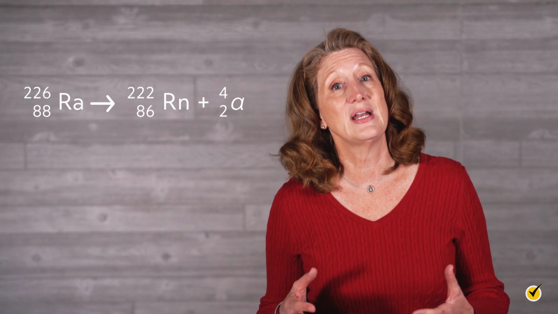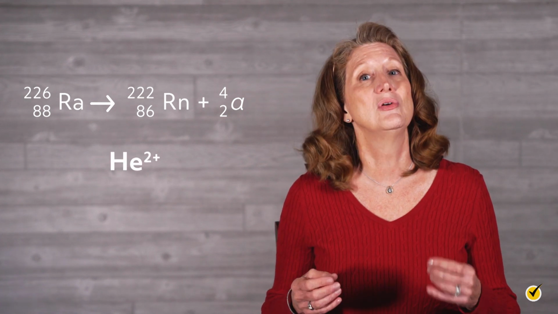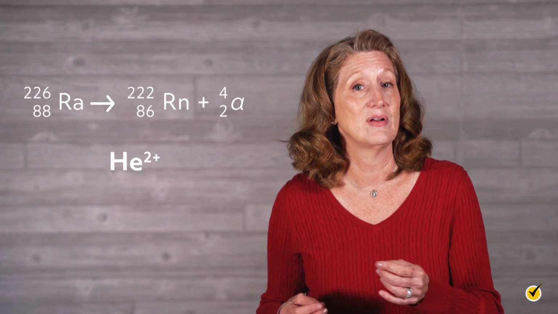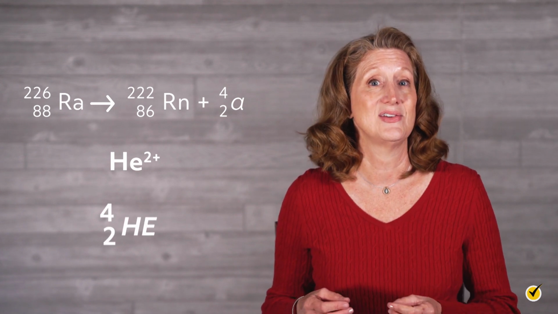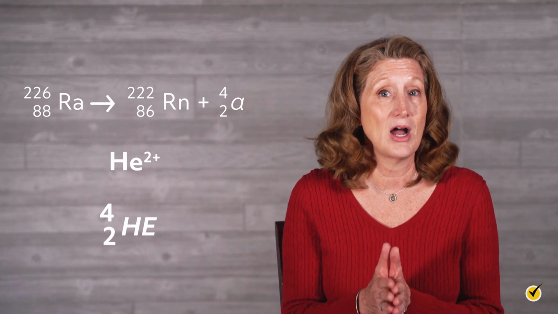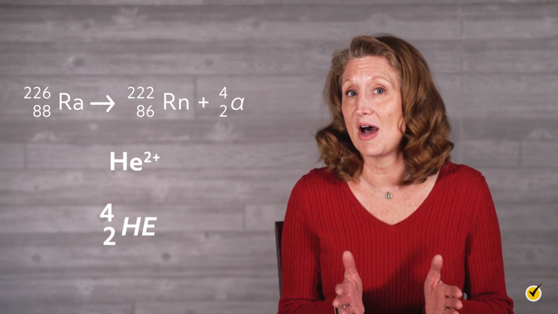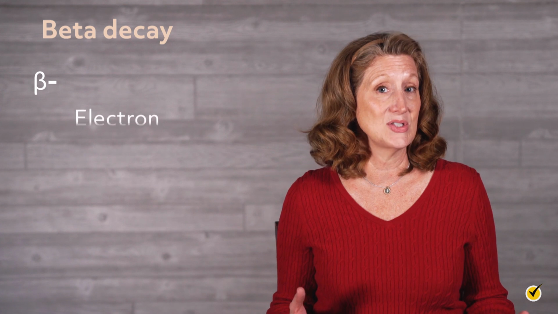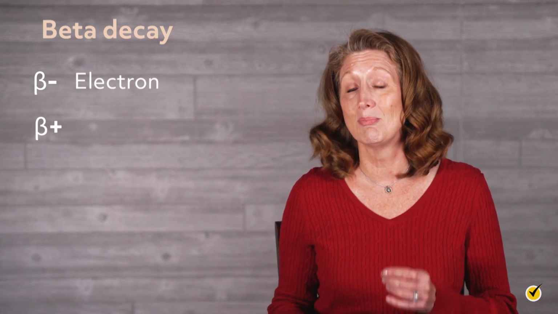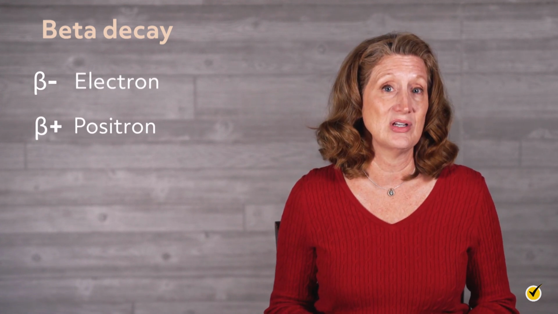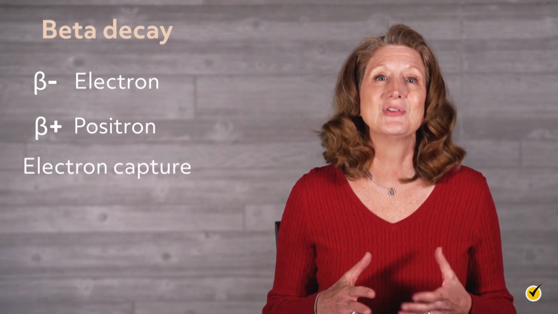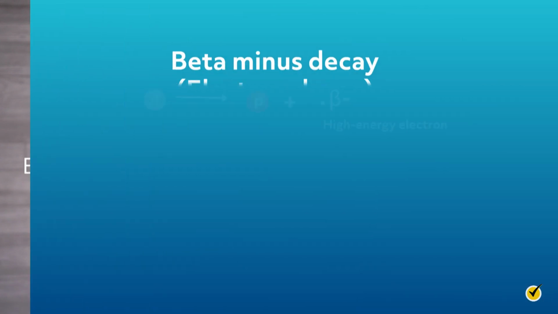Note that rather than writing He2+, nuclear physicists prefer to use the symbols alpha, 4,2-alpha, or 4,2-He, since the focus is on the number and composition of the nucleons and not on the charge of the particle. Beta decay includes 3 different types of decay: beta minus, or electron decay, beta plus, or positron emission, and electron capture. But to keep things simple, we'll just be looking at beta minus decay today.